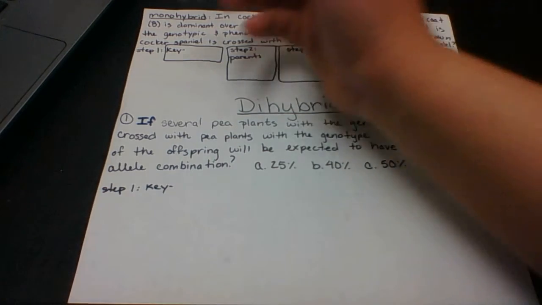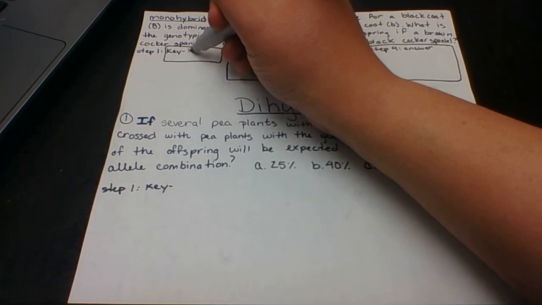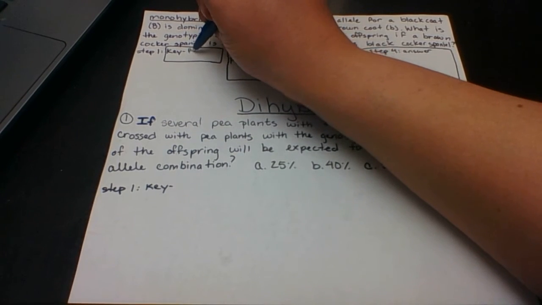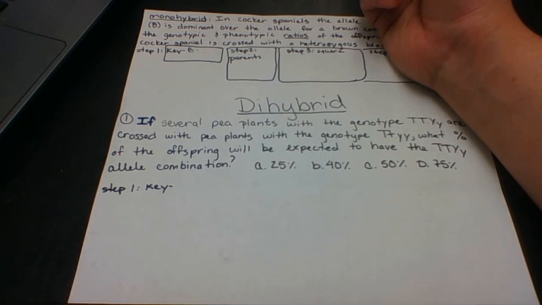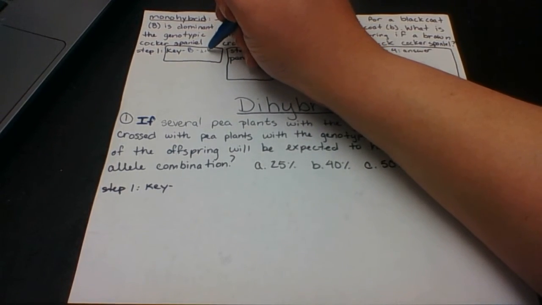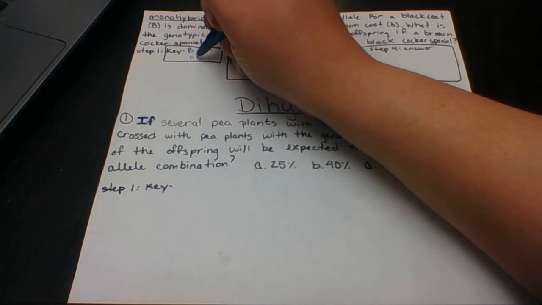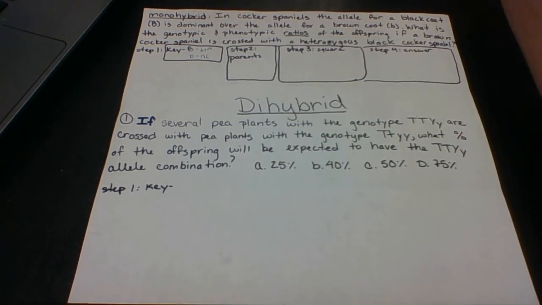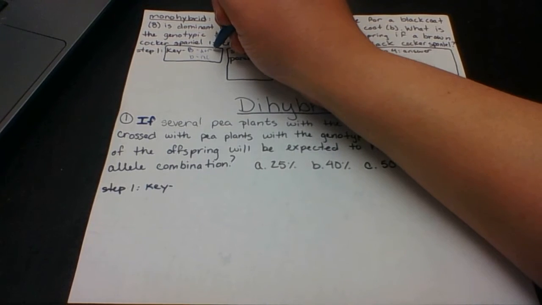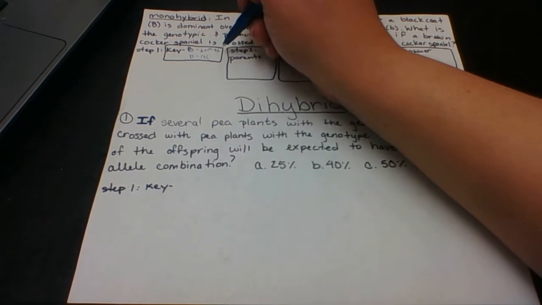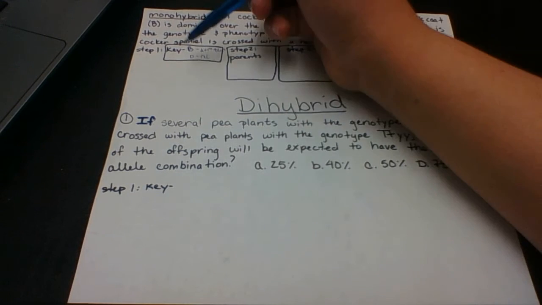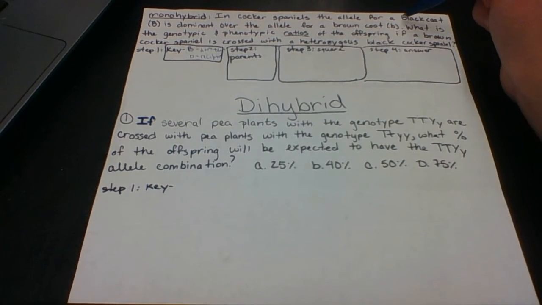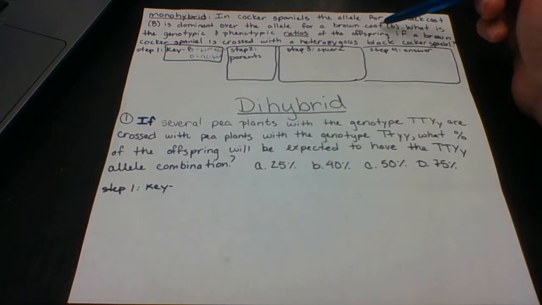So the key: big B represents dominant. Little b represents recessive, which big B in this case is for black, B black, and little b is recessive for brown. And it tells you that right here. Black coat is dominant, brown coat is recessive.